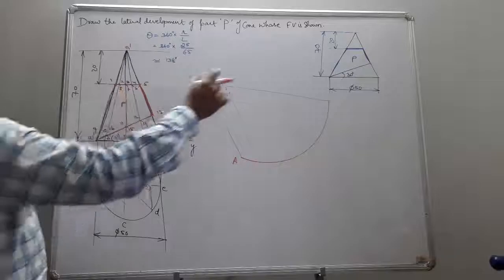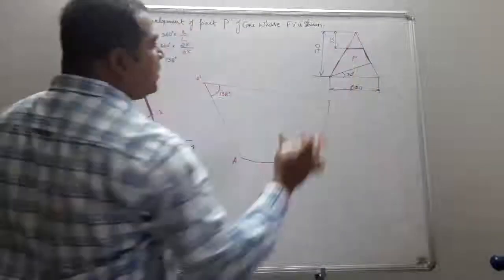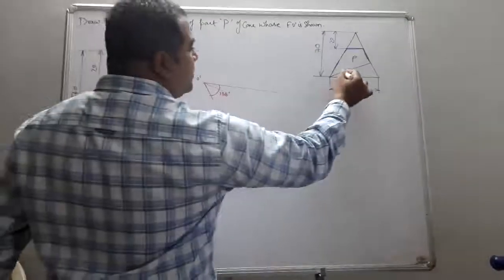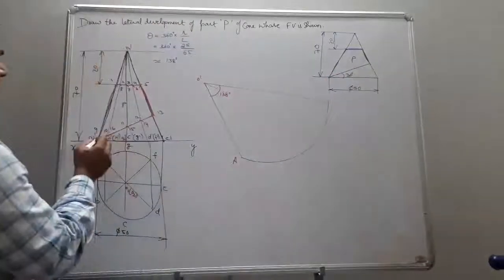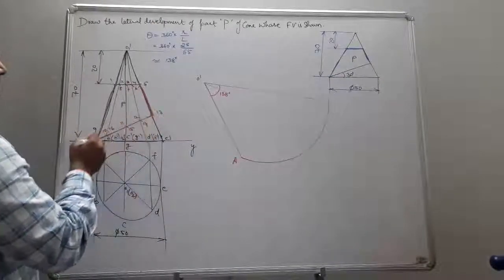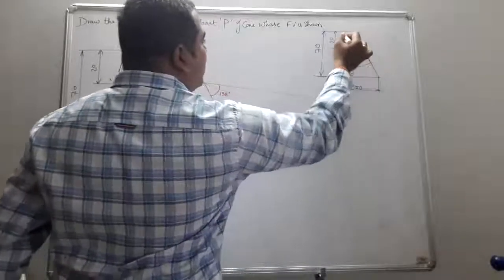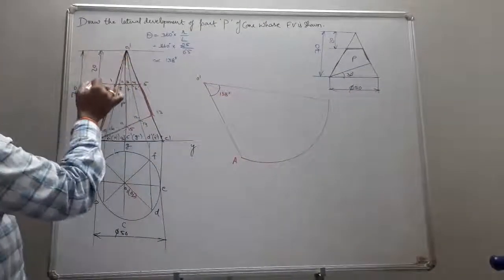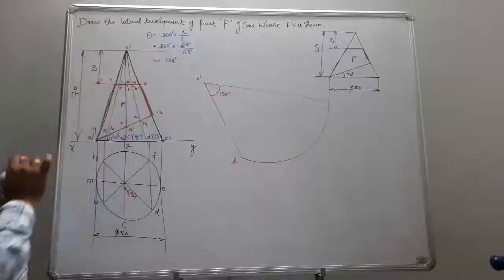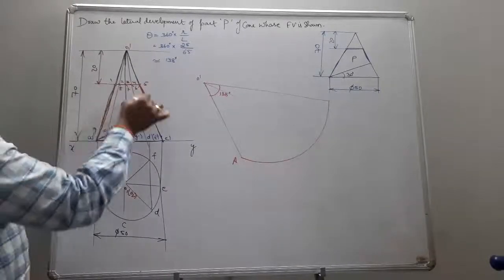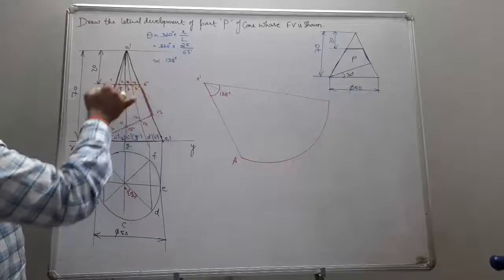Now let us place my part P. How can you obtain my part P? It is given as 30 degrees from here. So I take this corner and draw a line at 30 degrees. And it is given that from the apex it is 20. So from the apex I take 20 and draw the horizontal. So this becomes my part P of the front view of the cone. So how can we develop this?